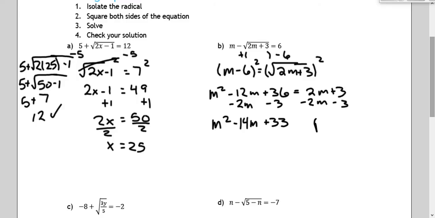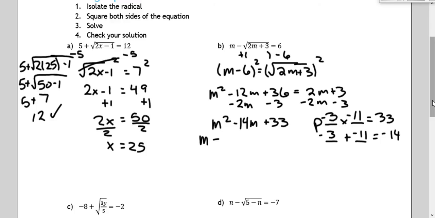This breaks down into a product to give you 33, which is 3 and 11, but it needs to add to negative 14, so it should be negative 3 and negative 11. So then this is m minus 11 and m minus 3. So m equals 3 or 11, and then we check.